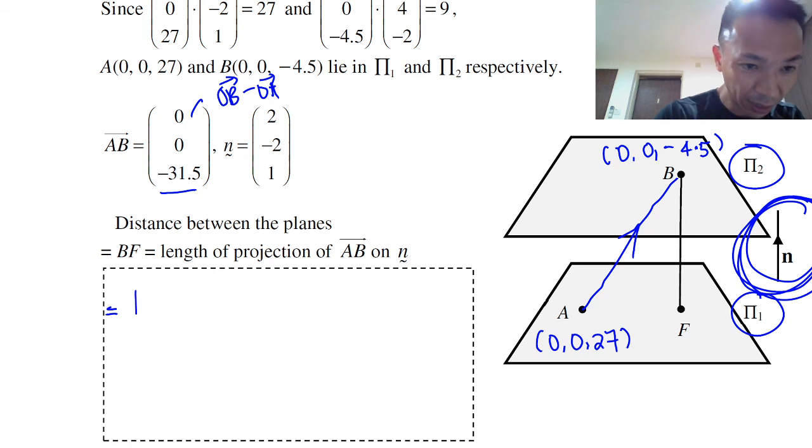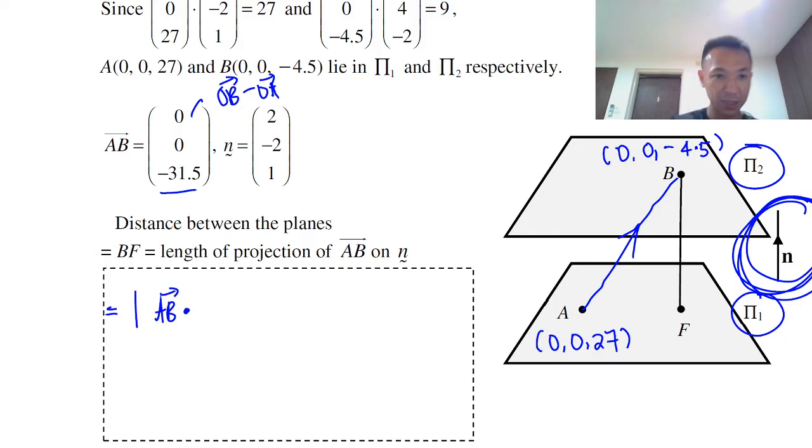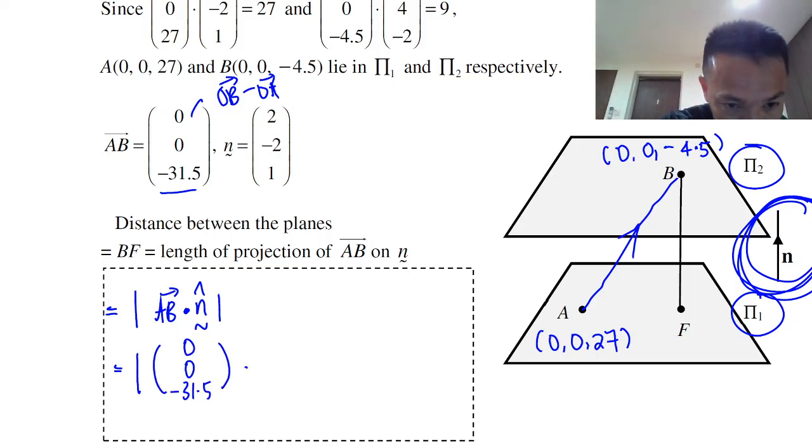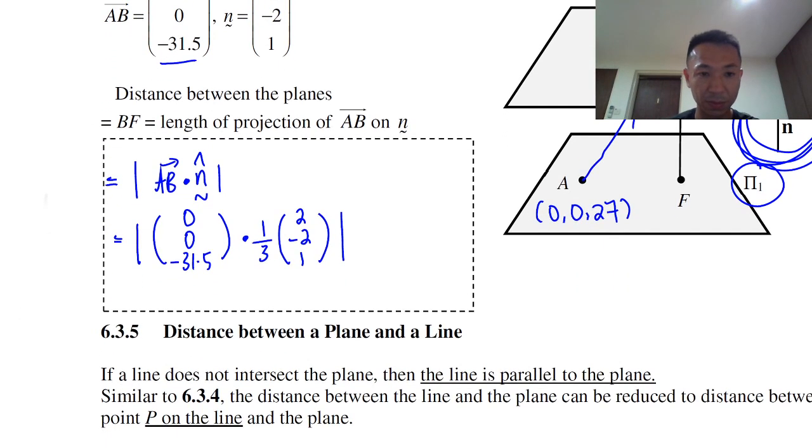So all I need to do is take AB and project onto N. I'd rather write the formula. Mod of AB dot the unit vector of N. Do we all agree with that? Then we just do this. (0, 0, minus 31.5) dot (1/3)(2, minus 2, 1). You do the math, you will get 10.5. Okay, done. That's the distance between two parallel planes.